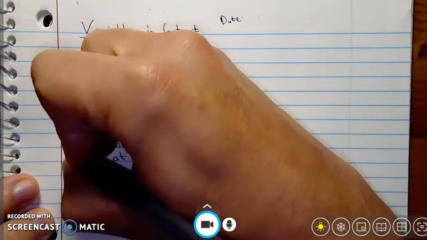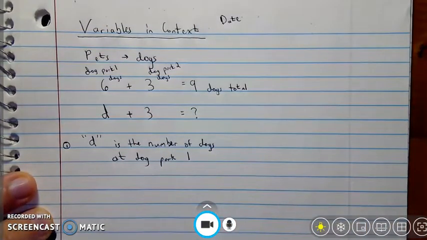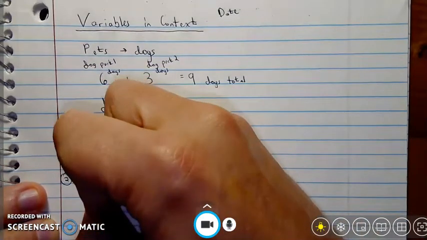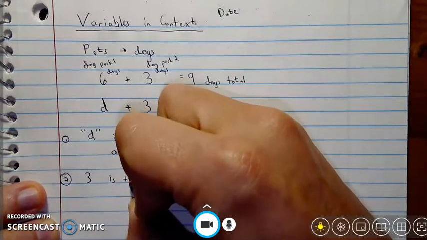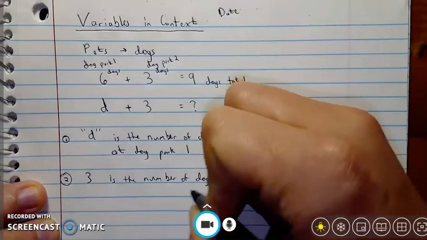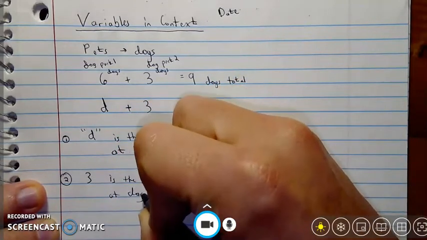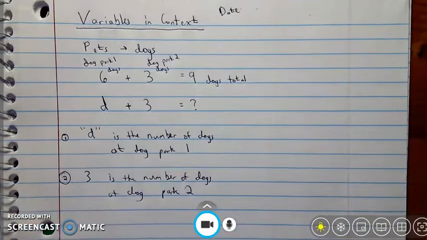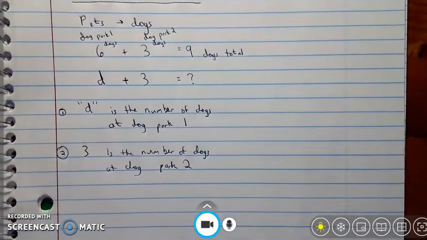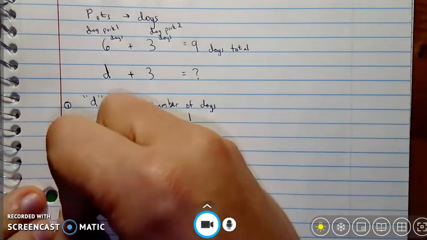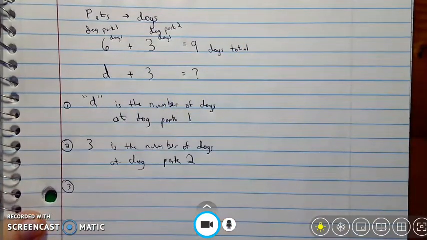So that's one thing that we know about this expression. We should also know that 3 is the number of dogs at dog park 2. If this is super easy for you, that's awesome, because it'll just make things a lot easier later on when we start getting into more complex expressions and equations. But we're starting off hopefully a little bit on the easier end today.